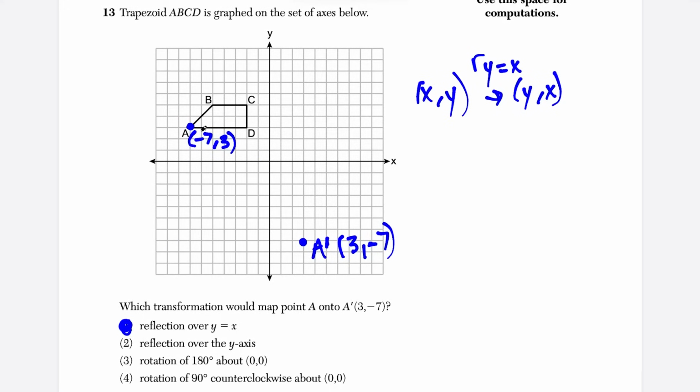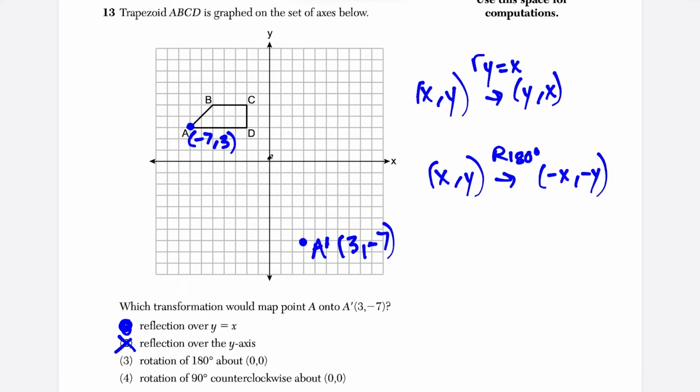So let's see. If we were to reflect A over the y-axis, that would send us somewhere over here in this neighborhood in quadrant 1. So that's how I know choice 2 is out. Rotating by 180 degrees: when you rotate (x, y) by 180 degrees, what's actually happening is you're doing (-x, -y). You are changing the sign of the x and the y. So that would actually send us to the point (7, -3).